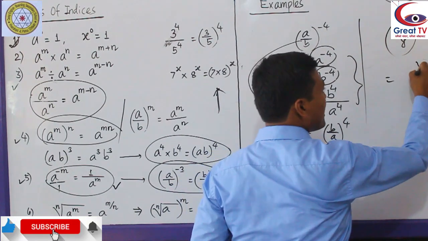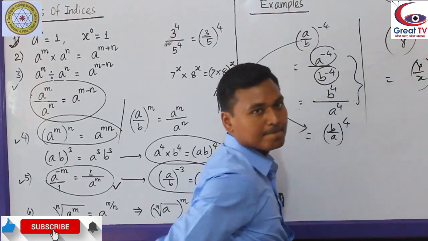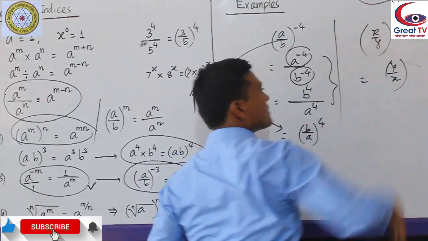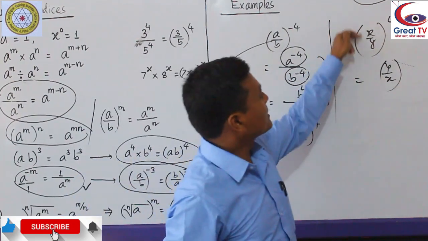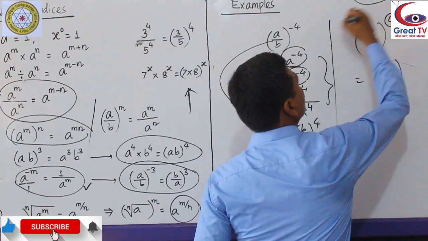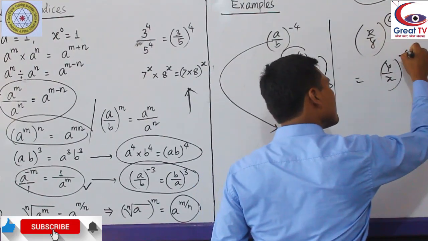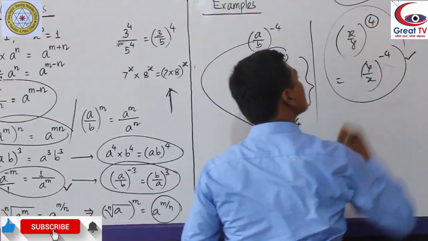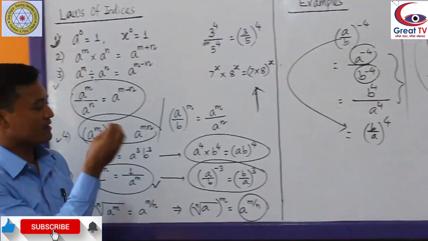if we add y by x, what has happened over here? We have written the reciprocal of x by y. That means the power was plus 4, it becomes minus 4. This also you should check.